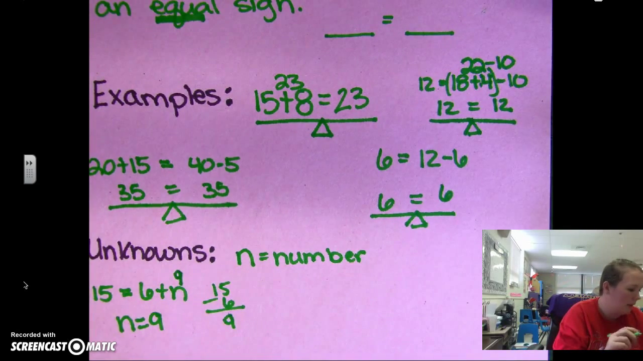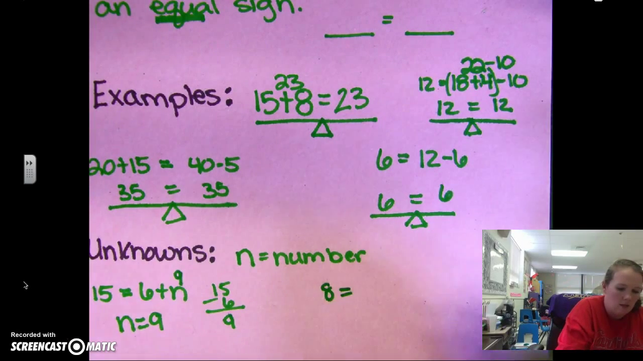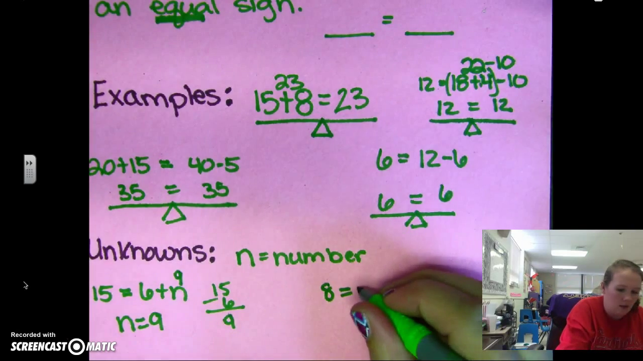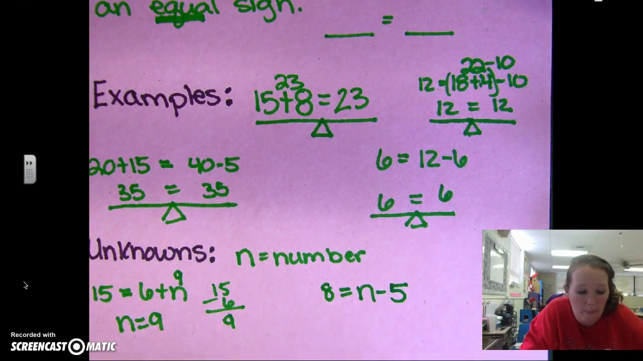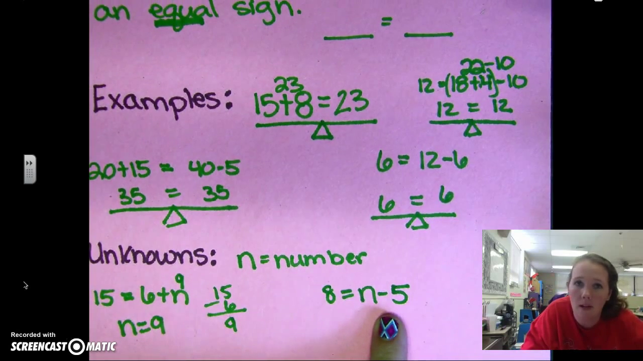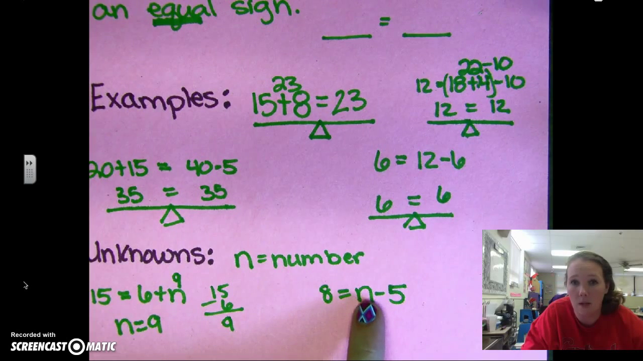Another example might be an 8 on this side of the equal sign, and then n minus 5. This is a subtraction problem. I'm going to have to use my fact families to figure out what n equals, because it's unknown. This just means some number needs to go here. But what number is it?